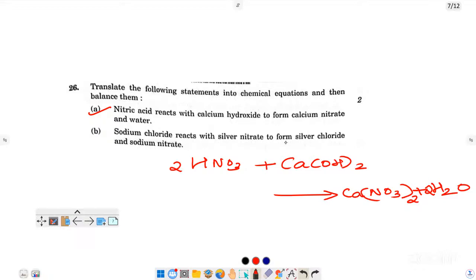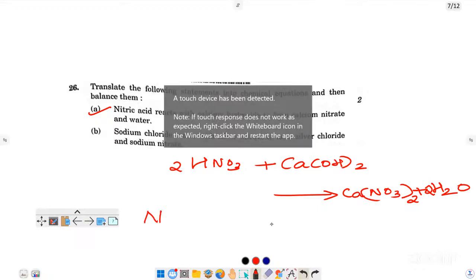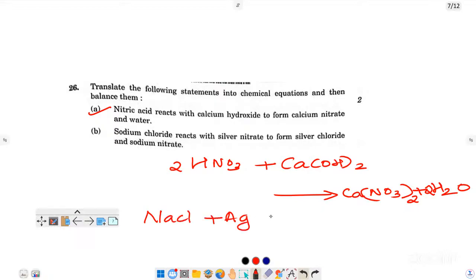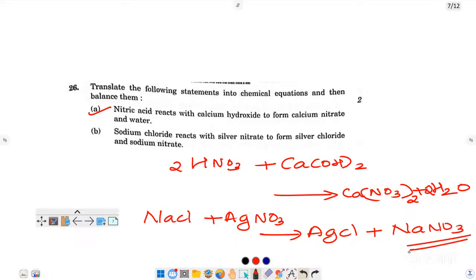Sodium chloride reacts with silver nitrate to form silver chloride and sodium nitrate. So sodium chloride NaCl plus silver nitrate AgNO3 gives silver chloride AgCl plus sodium nitrate NaNO3. Easy question. Okay, I lost one mark here, sir. I'm so disturbed. No problem. We are just discussing the question. Don't be tense or panic during this time. The set is actually harder than other sets. Exactly.